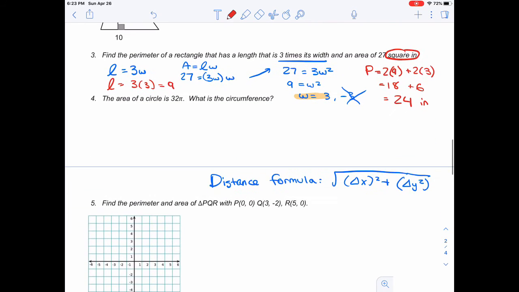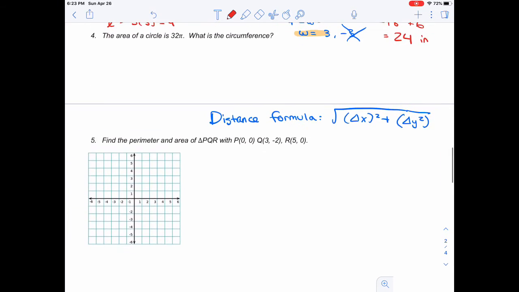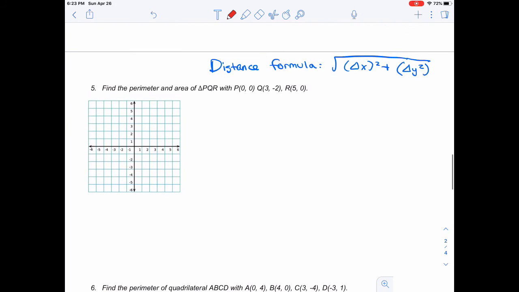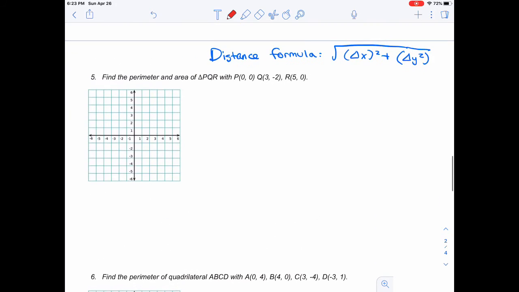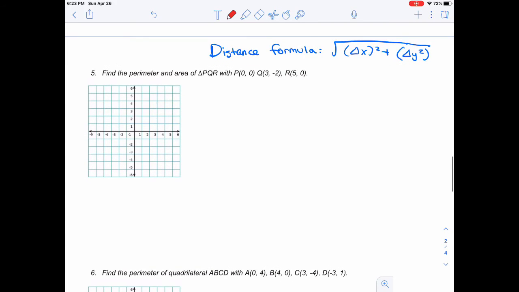Now I'm going to say you guys do number 4 on your own, and we're going to move down to number 5, and I'm going to have you guys do number 6 on your own. So we are going to be finding the perimeter and area of these shapes here that we're going to graph. So that means, of course, we're going to use your favorite formula in the world, the distance formula, okay?